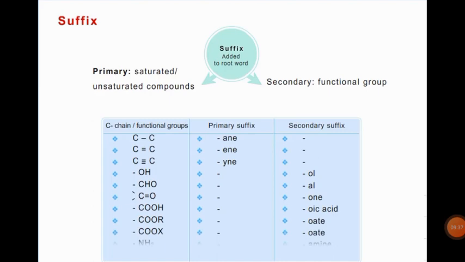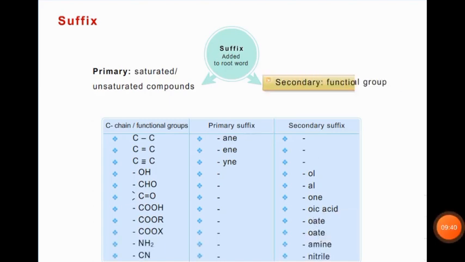So this is how the primary suffix and secondary suffix come. You could see that if it is a single bond, ane; if it is a double bond, ene; if it is a triple bond, yne. That will be the primary suffix. And secondary suffix: if it is OH, ol; if it is CHO, al; if it is C=O, one; if it is carboxylic acid, oic acid; if it is ester, oate; if it is amine, amine; if it is cyano group, nitrile. That's how it comes.